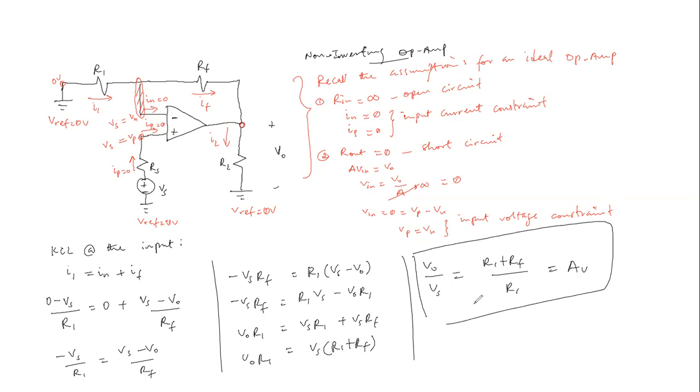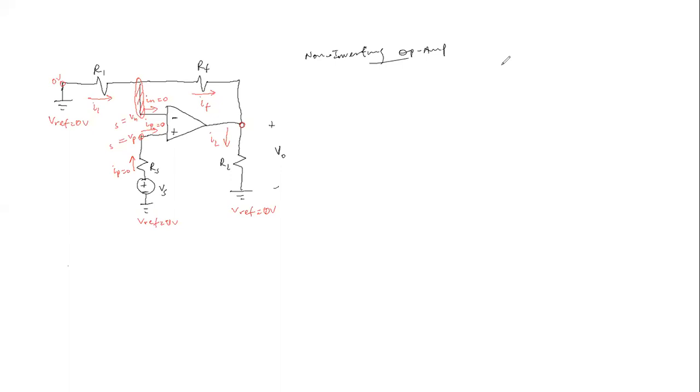Good. So with this, we should be able to consider an example. Let's assume R1 is the same as 10 kilo ohms. RF is the same as 50 kilo ohms. RL, let's say 10K, with V naught across it. And let's assume R sub S is the same as 20K. And V sub S, let's give it 1 volt.